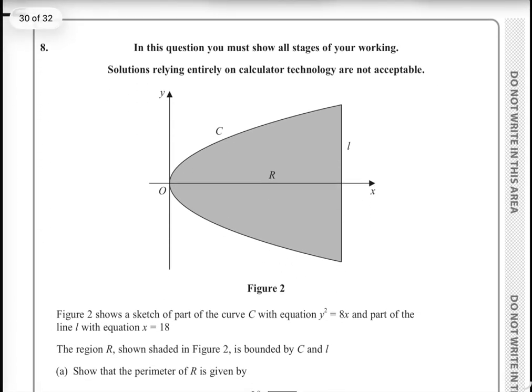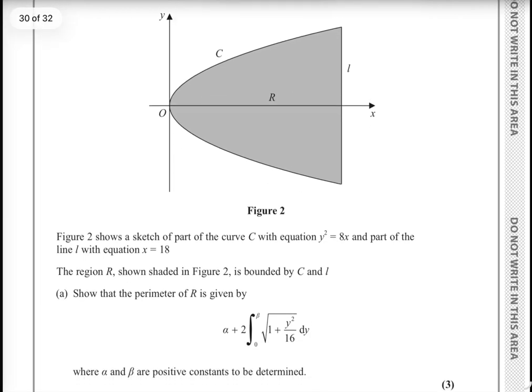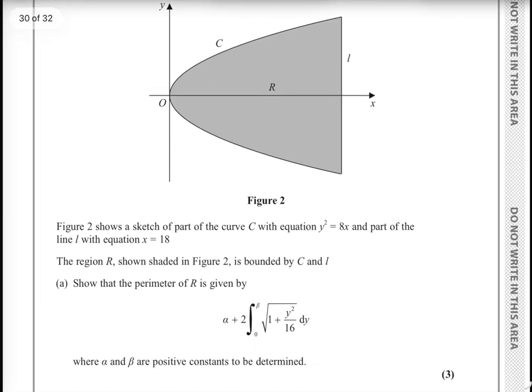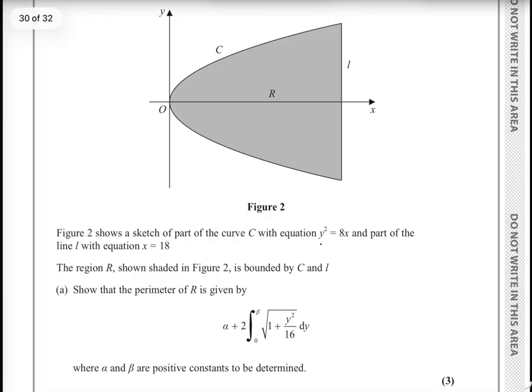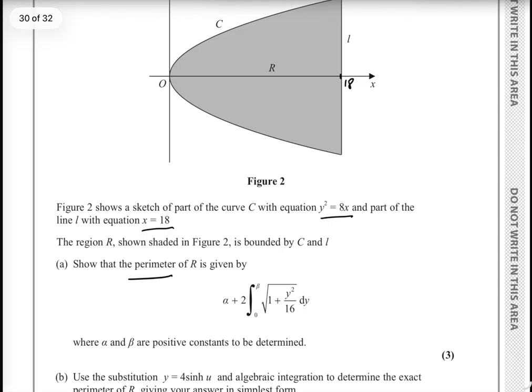Little reminder at the top there that you've got to show all of your working on this one. Figure 2 shows a sketch of part of a curve C with equation this, part of a line with equation x equals 18, so immediately we know this is 18. The region R, shown shaded, is bounded by C and L. Show that the perimeter of R is given by this, where alpha and beta are positive constants to be determined.